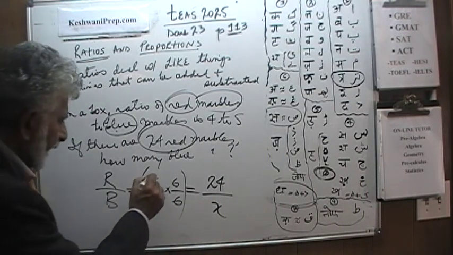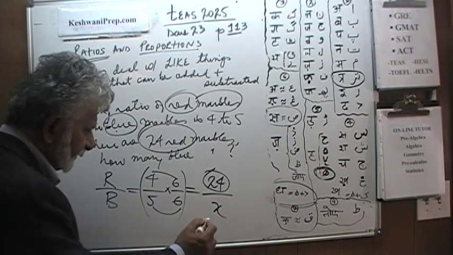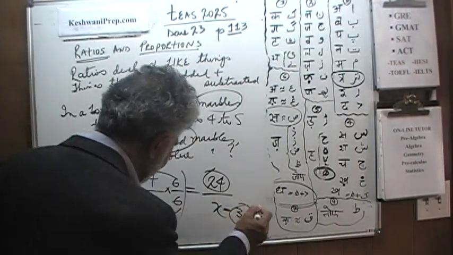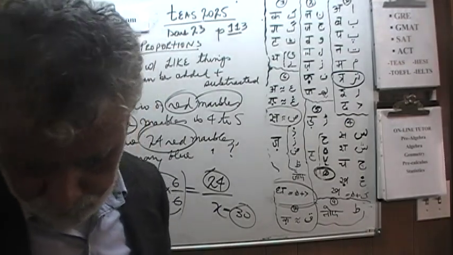Now 4 times 6 is 24, which means whatever is in the bottom, that's the x, is 5 times 6, which is 30. We must have 30 blue marbles and 24 red marbles.